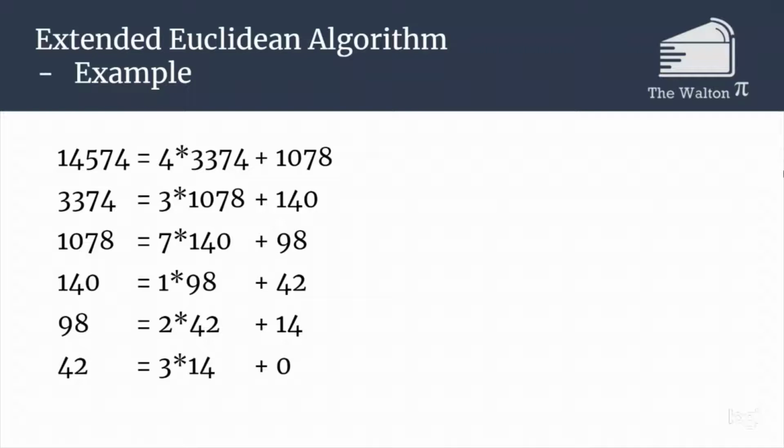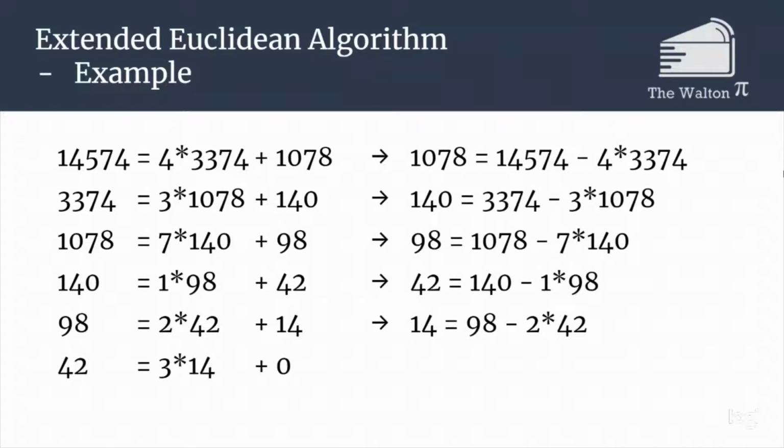Basically, we are going to solve for the remainders. So we can get 14 equals 98 minus 2 times 42, 42 equals 140 minus 1 times 98, and so on. And then we are going to be working from the bottom up, so that we will be substituting in previous remainders into the equations to get simpler problems.